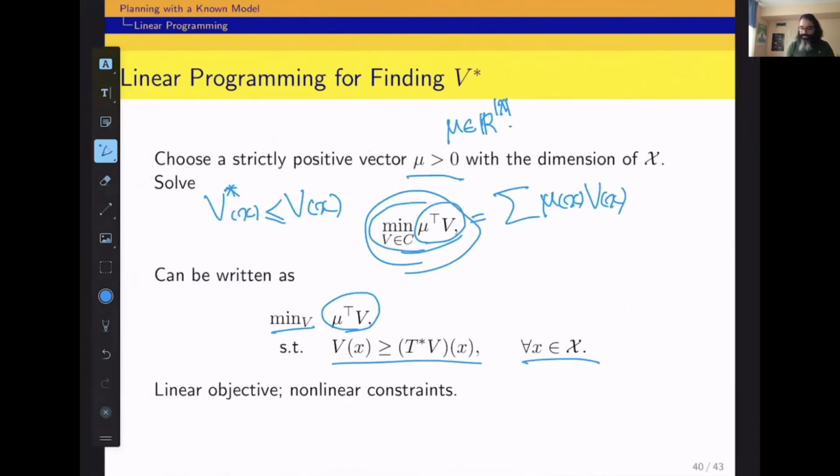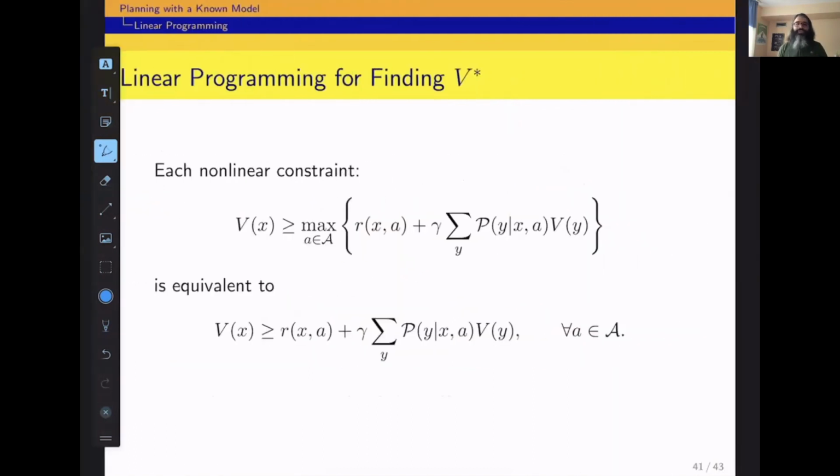So this is a linear objective, but nonlinear constraints because of the T star, it's a max in it.